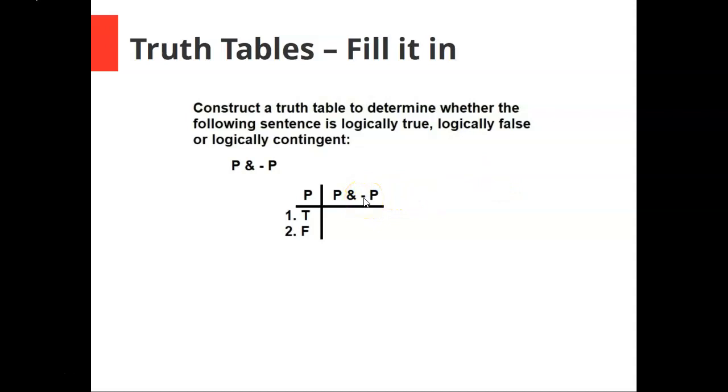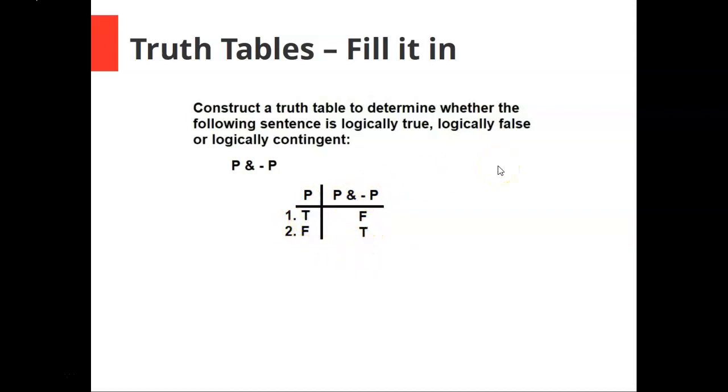Right? The rule for negation is a negation is only true when the sentence being negated is false, and vice versa. So when P is true, not P is false, and when P is false, not P is true. So that's our column there. Now we can fill in the column for the conjunction. It's a conjunction of P and not P. So we look over here, and we look over here, and we follow the rule.